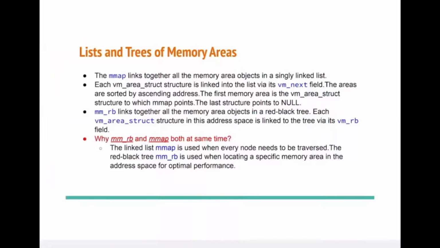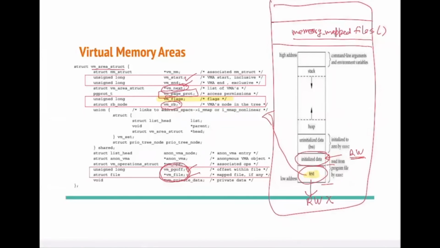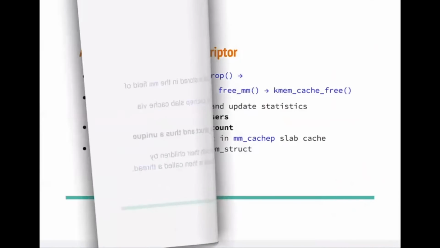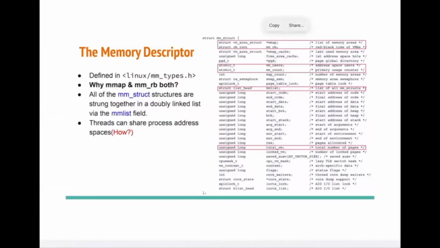As we have already discussed, this is a map variable, so it links all the memory area objects in a linked list manner. If you go back and see the structure again of struct, here this is a variable, so it contains the different virtual memory areas of different sections, like text and data, in a linked list format.